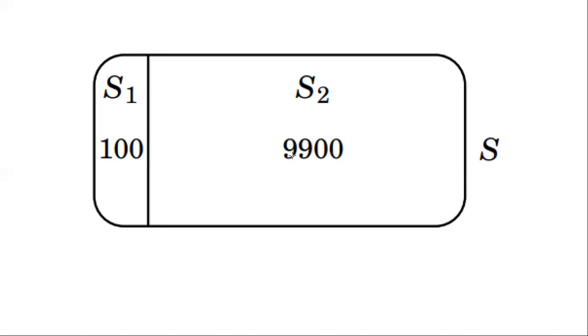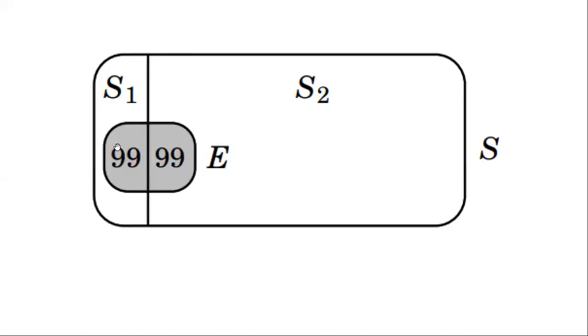But what is 1% of 9,900? It's also 99. So what we have here is this event E, where someone tests positive. There's going to be a total of 198 people who test positive. 99 of them will actually have the disease. 99 of them will not have the disease and yet still test positive.